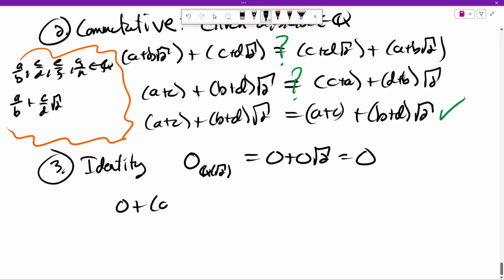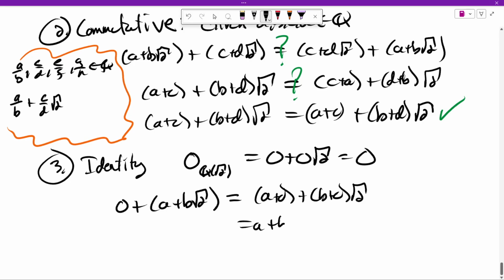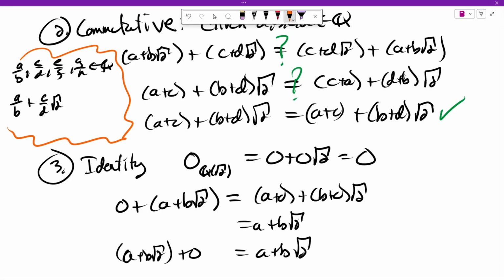So what happens if we add 0 to a random element of q adjoin root 2? Well, we're supposed to add the real and imaginary parts. So that's a plus 0 plus b plus 0. And that's a plus b root 2, because 0 is the additive identity for q. Great. Do we get itself when we add 0 on the left? Yeah. And I'll leave it to you to check a plus b root 2 plus 0 is a plus b root 2. So we check this one. You got to check that one. Great. There's an identity. Cool.